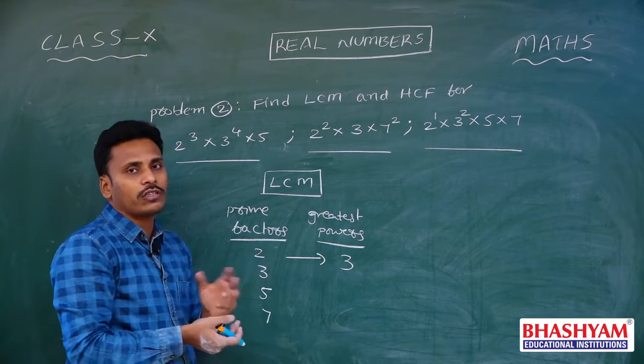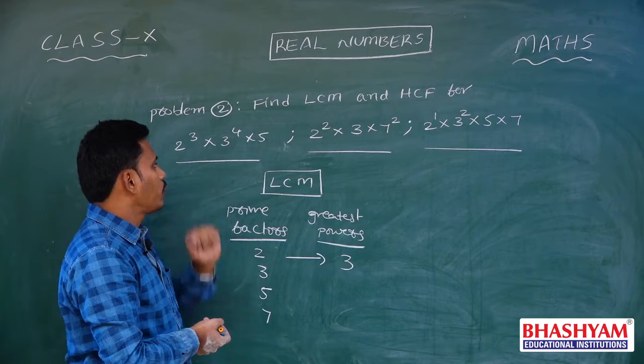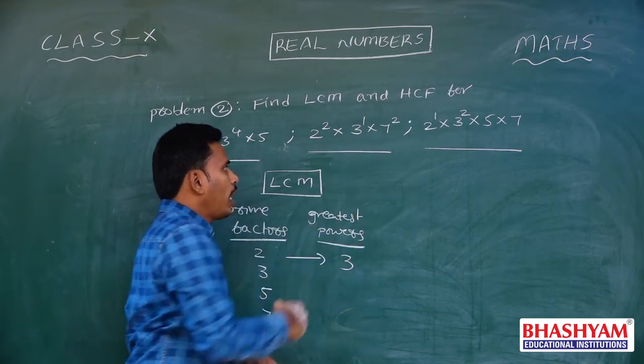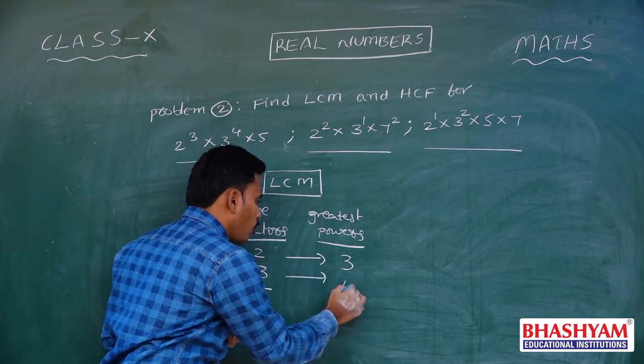And now, what to say about the greatest power for the prime factor 3? See, for 3, power is 4. For 3, power is 1. For 3, power is 2. Among those three, the greatest power is 4.